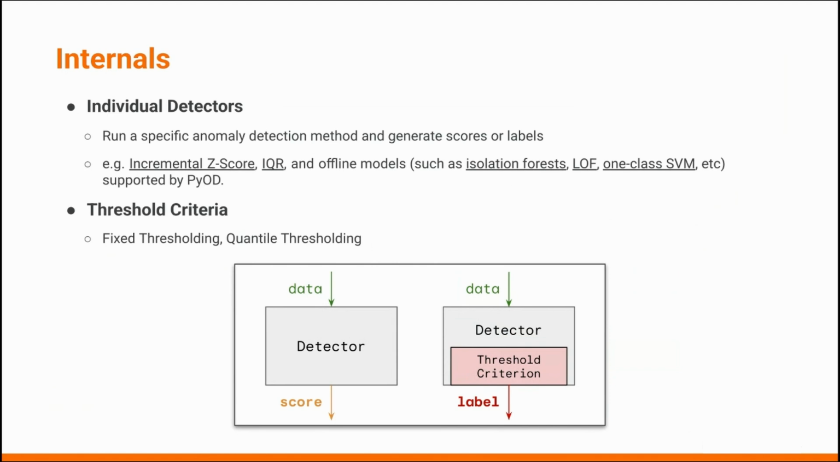Currently, Beam supports two thresholding methods: fixed thresholding, which uses a fixed cutoff value, and quantile thresholding, which calculates and uses a quantile, for example the 95th percentile, as the threshold.